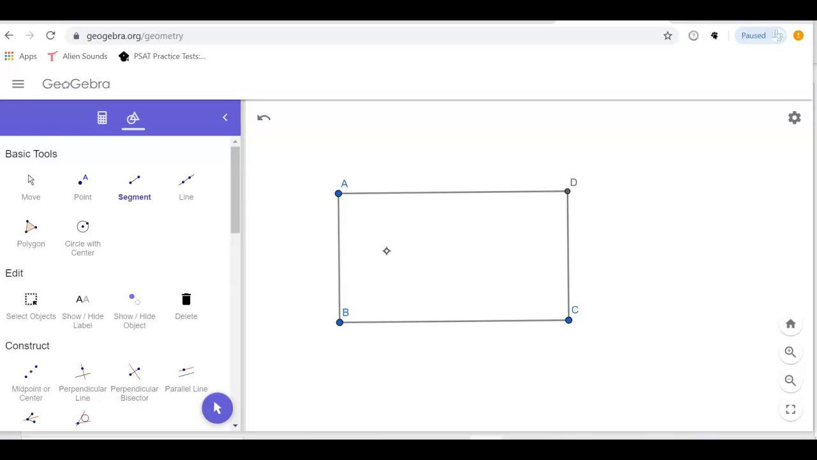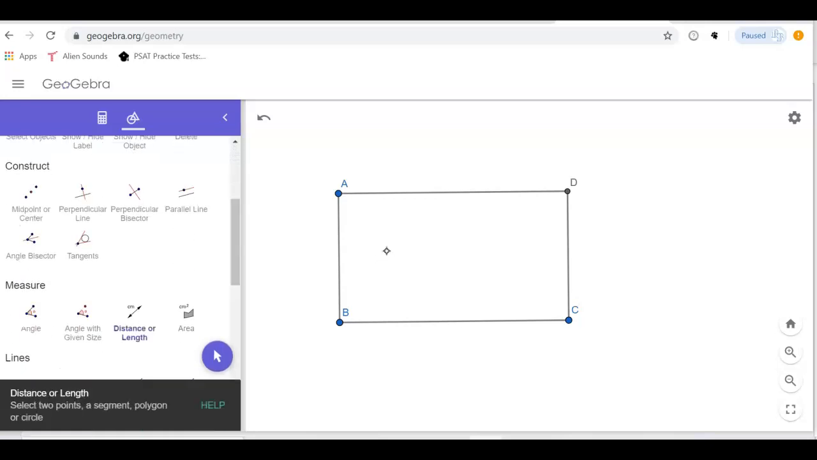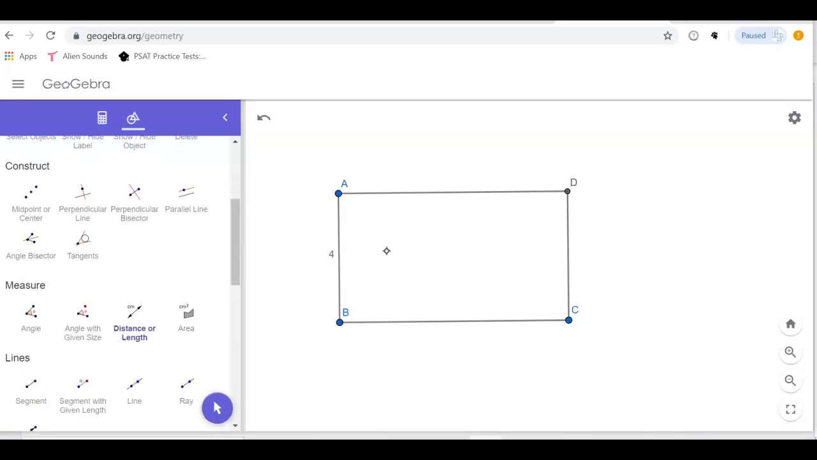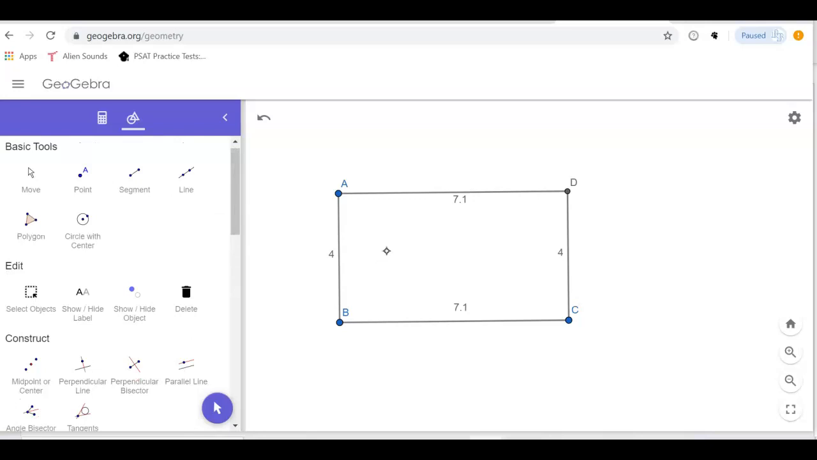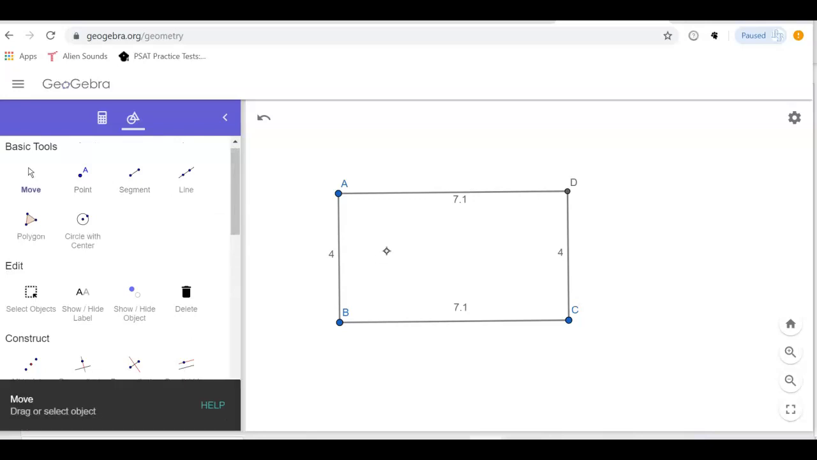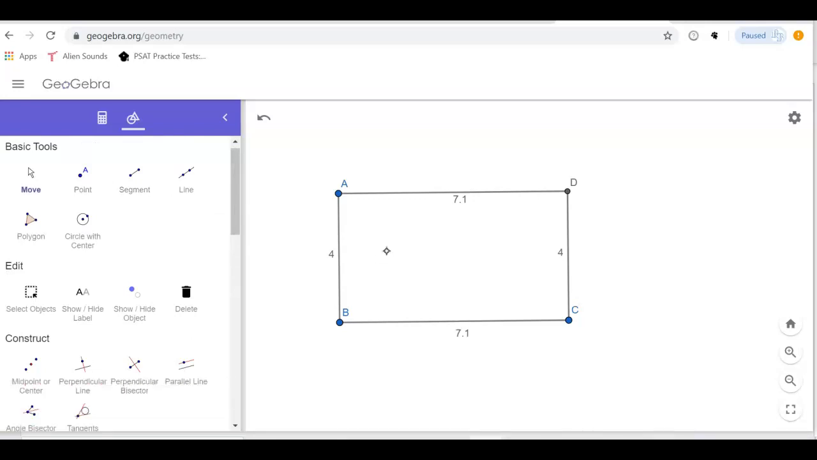Now, we know it's a parallelogram, so we already know that the opposite sides are congruent. Even if I go and measure the opposite sides, you should know that opposite sides are all going to be congruent. So AB is 4, which means CD is 4, AD is 7.1, so CB is 7.1.